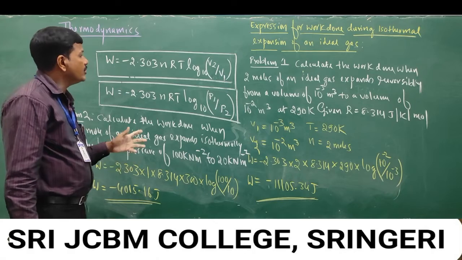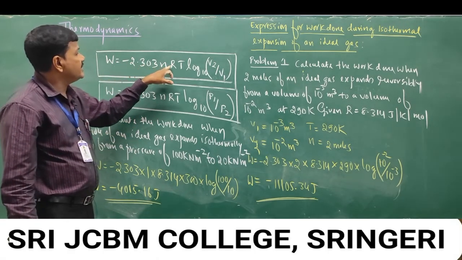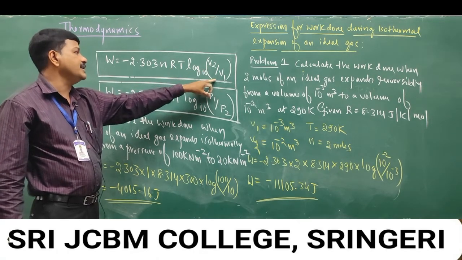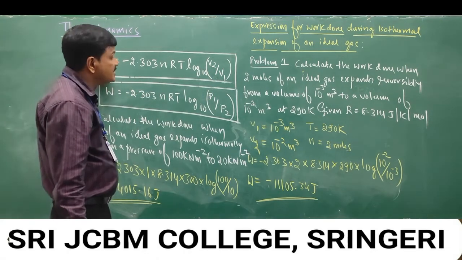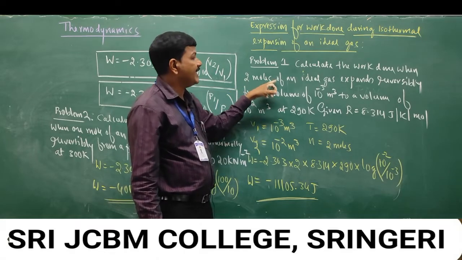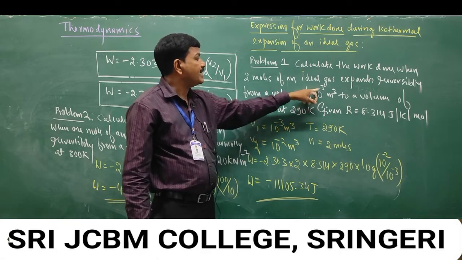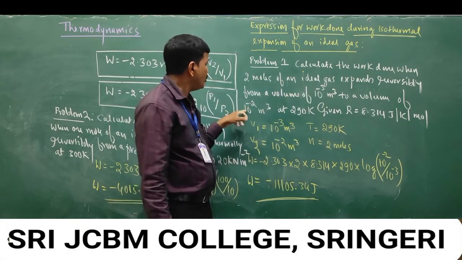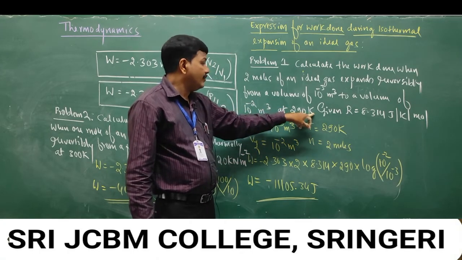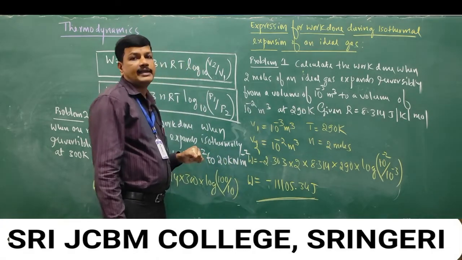So let us see one or two problems. Here W is equal to minus 2.303 nRT log to the base 10 V2 by V1. When volume is given, you can use this formula. For example, calculate the work done when 2 moles of an ideal gas expands reversibly from a volume of 10 to the power of minus 3 cubic meter to a volume of 10 to the power of minus 2 cubic meter at 290 Kelvin. Given R is equal to 8.314 joule per Kelvin per mole.